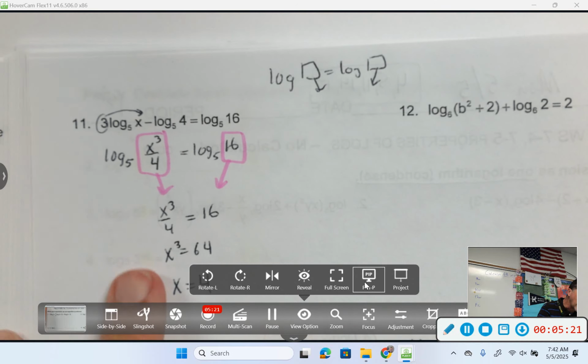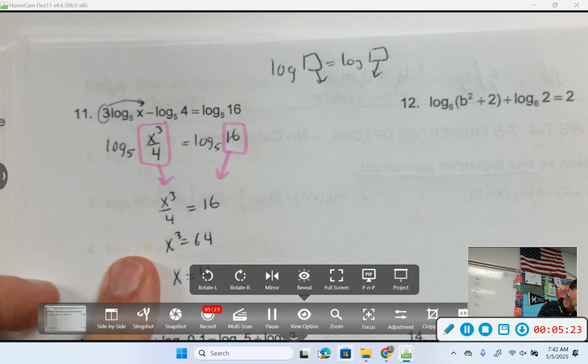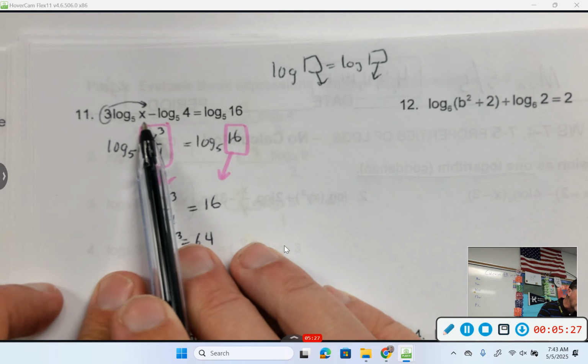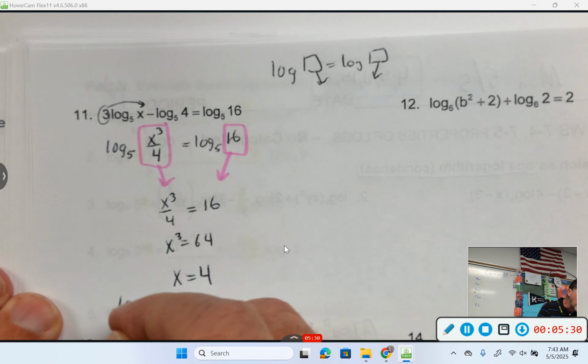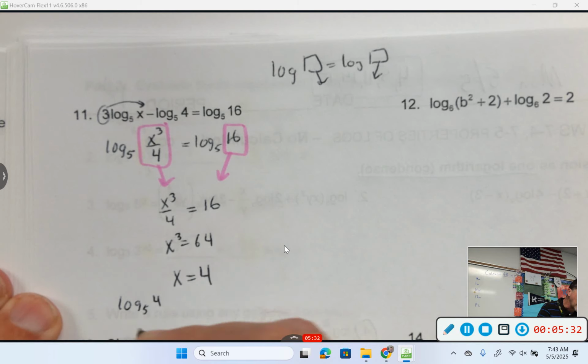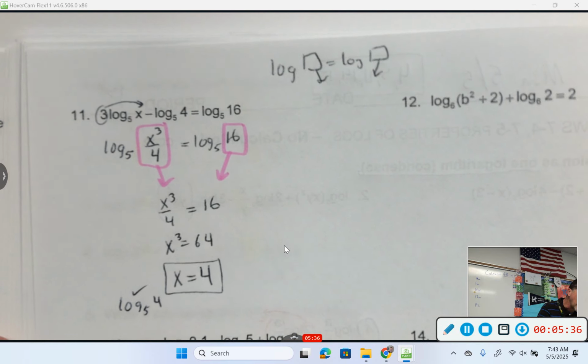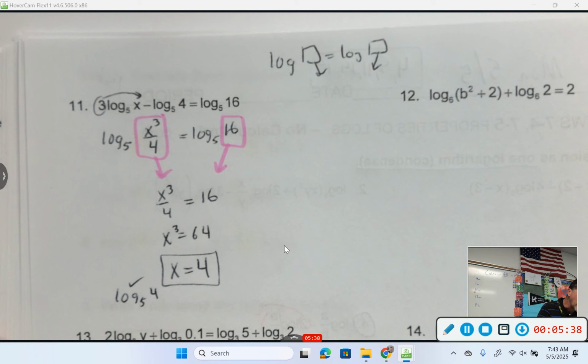And are we okay with that as an answer? Meaning, are we taking the log of anything negative? No, the only issue would have been log base 5 of 4. I have no idea what that is, but it's real, it's a thing. We're not logging a negative number, so we're good.